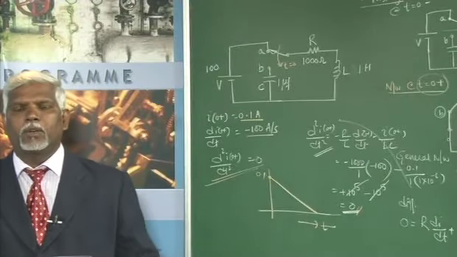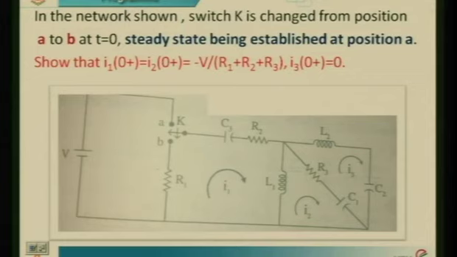This is another problem we will see today. Normally in most of the exams they have asked this problem. This is a very standard problem. It says in the network shown in figure, we have two positions of a switch. It is a SPDT switch, single pole double throw switch. Same question as in the previous case.